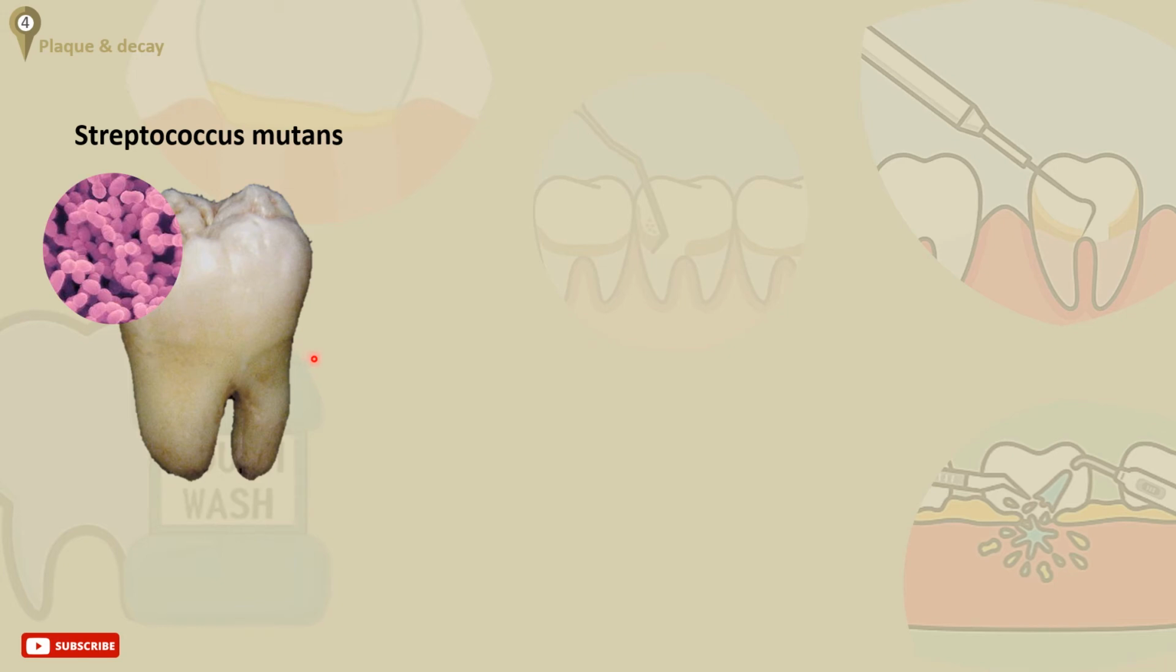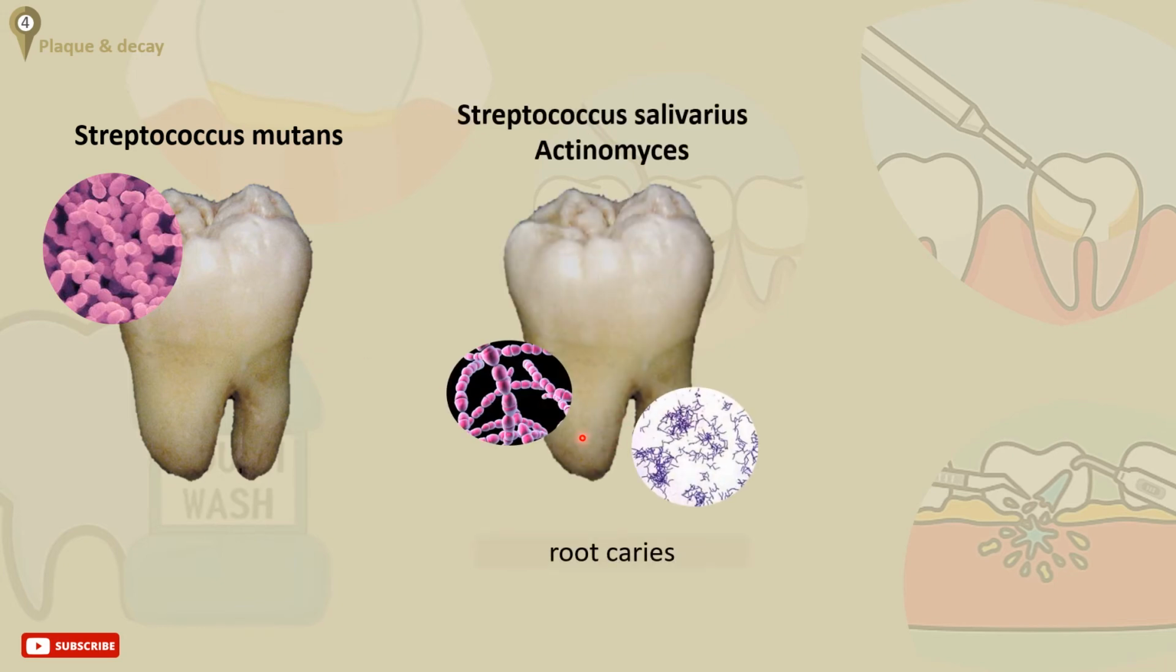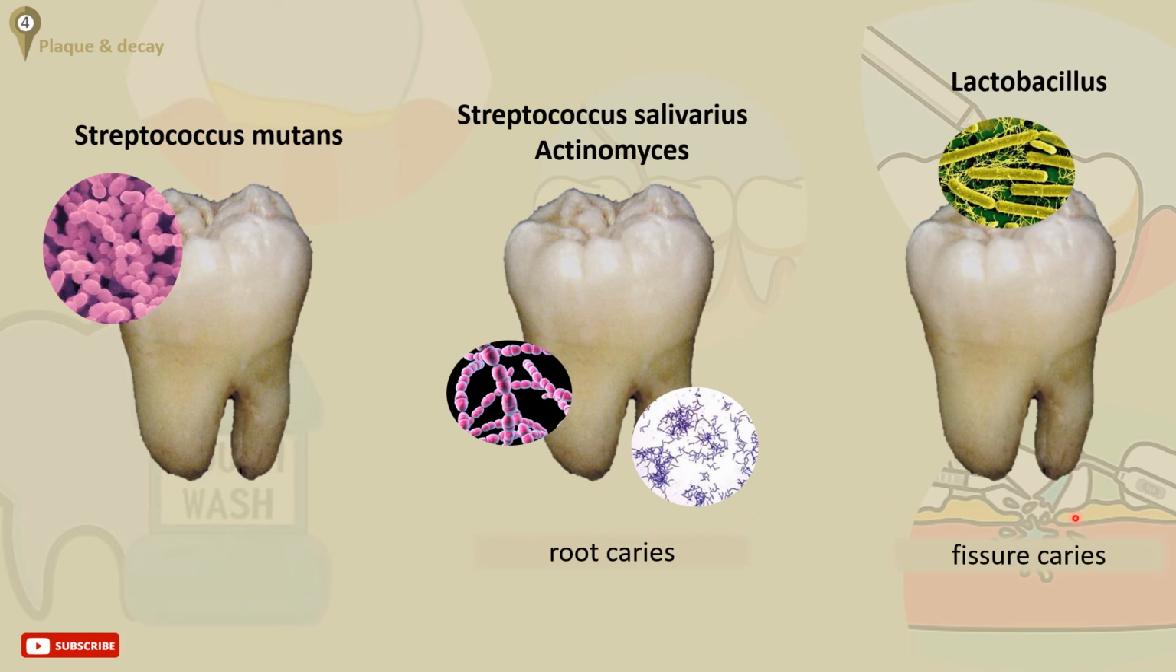For example, root caries has been associated with Streptococcus salivarius and Actinomyces species. Lactobacillus species are also acidophilic and have been implicated in pit and fissure caries. In addition, plaque prevents acid diffusing away from the enamel and hinders the neutralizing effect of salivary buffers.